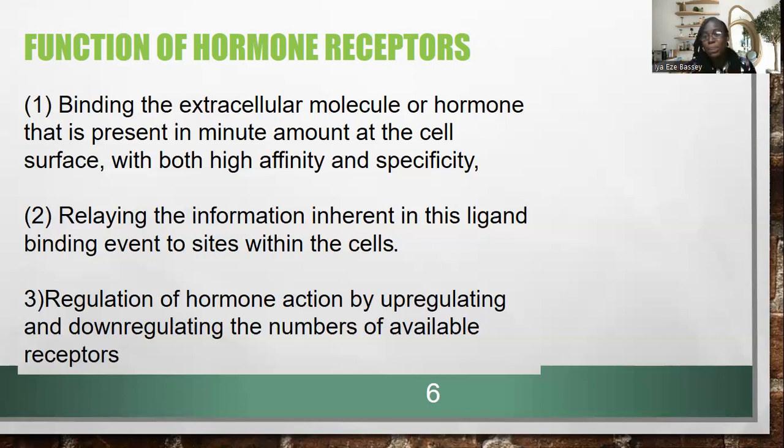The second and most important part is to relay the effect of that binding to sites within the cell, whether it is alteration of enzyme activity, whether it is alteration of genetic activity, transcriptional activity, and all that. And then the third is to regulate hormone action by upregulating or downregulating the numbers of available receptors.